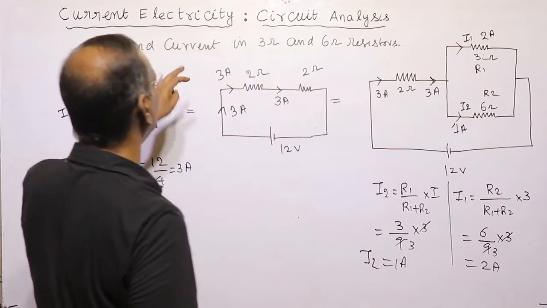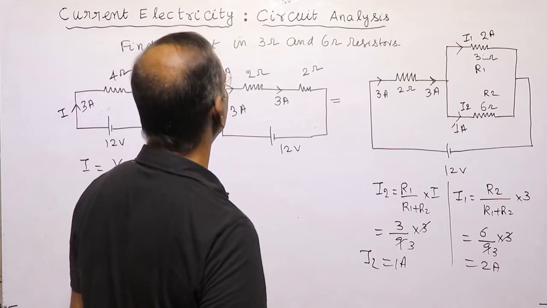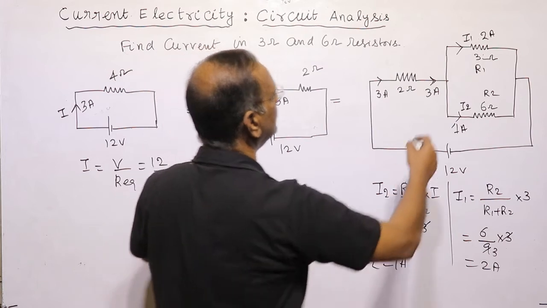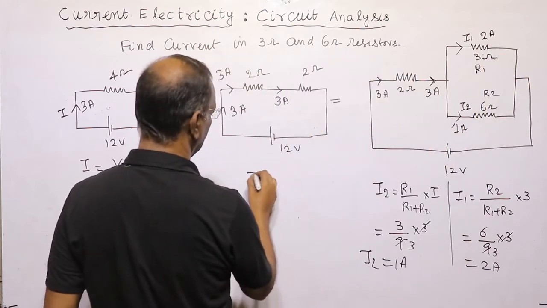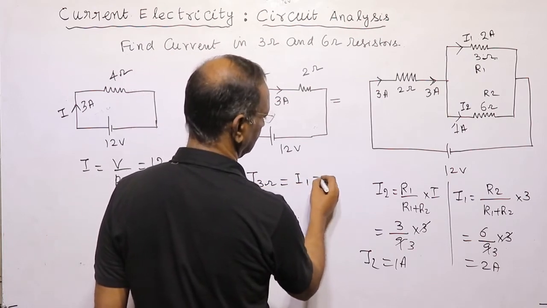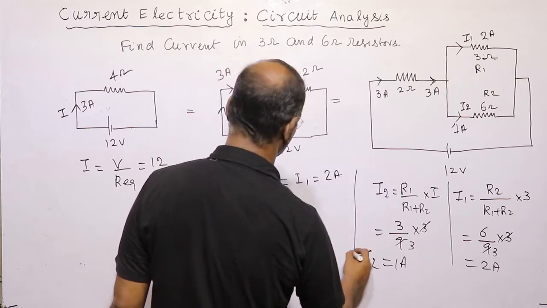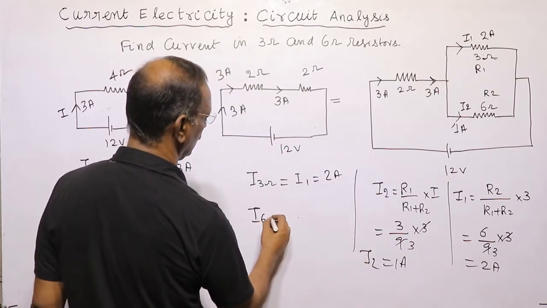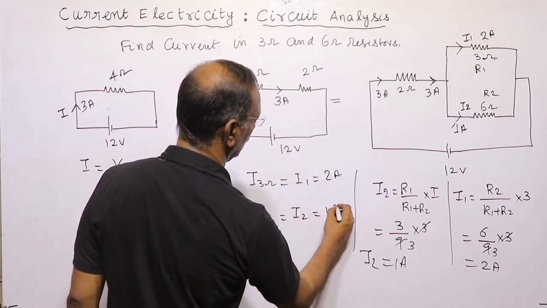Now we have to find the current in the 3 ohm and 6 ohm. Current in the 3 ohm, which one? This one. Current in the 3 ohm is equal to I1, which is 2 ampere. Current in the 6 ohm is equal to I2, which is 1 ampere.